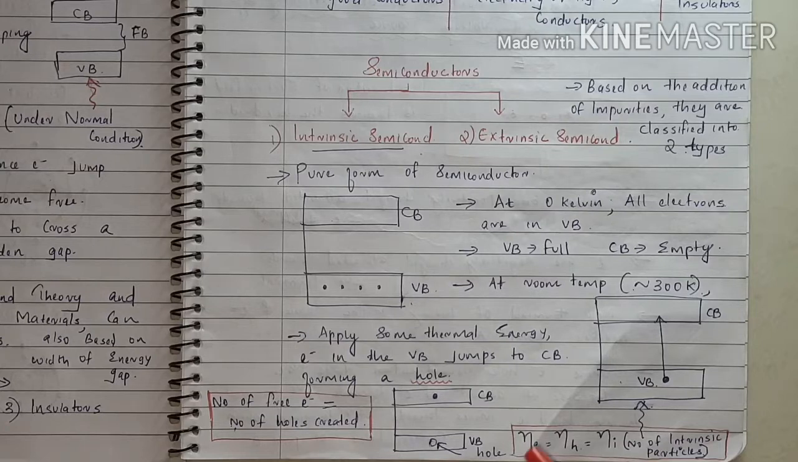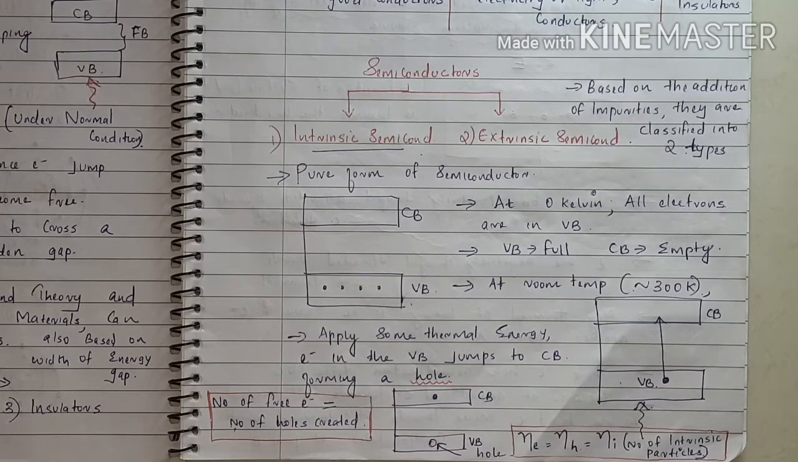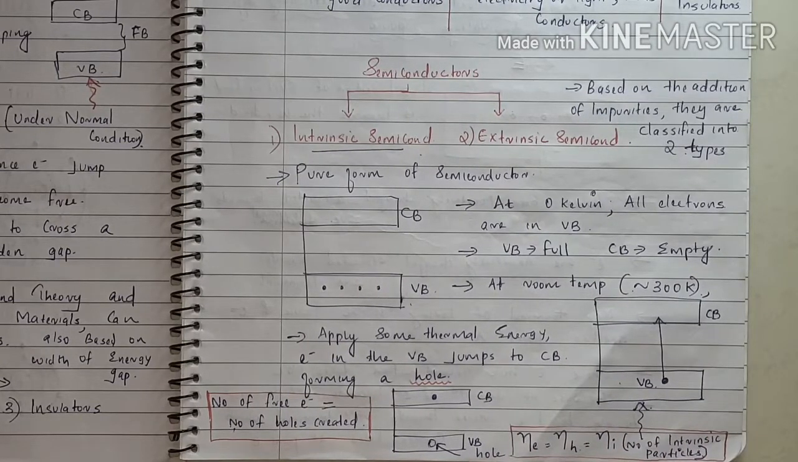The number of electrons reaching the conduction band is always equal to the number of holes created in the valence band, which means the number of electrons equals the number of holes equals the number of intrinsic particles. This formula is very important. Suppose we consider 1 million atoms which consist of 1000 electrons and 1000 holes. The number of intrinsic particles is not equal to 2000. It is always either the number of electrons or the number of holes, that is 1000.